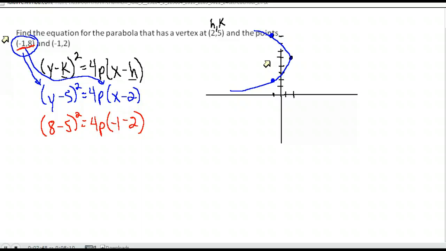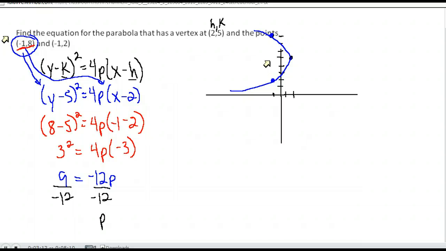Okay, so we go 8 minus 5 would be 3 squared equals 4p, because we're trying to solve for p here. So first thing we're going to do is simplify what we've been given. We can go ahead and do 3 squared would be 9, and 4 times negative 3 is a negative 12p. The last thing we would have to do to solve for p is divide both sides by negative 12. Okay, and we are left with p is equal to negative 9/12, which reduces to negative 3/4.